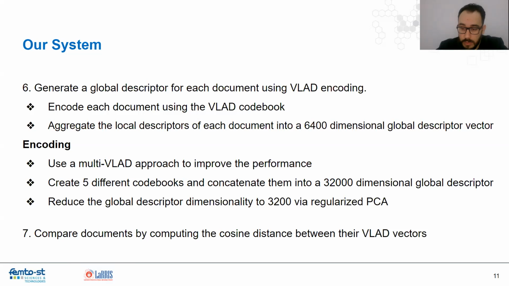In this way, we try it for the training data set. Then for the testing data set, at the level of the encoding, we use the VLAD codebook extracted from the training data to extract the global descriptor for the testing set.